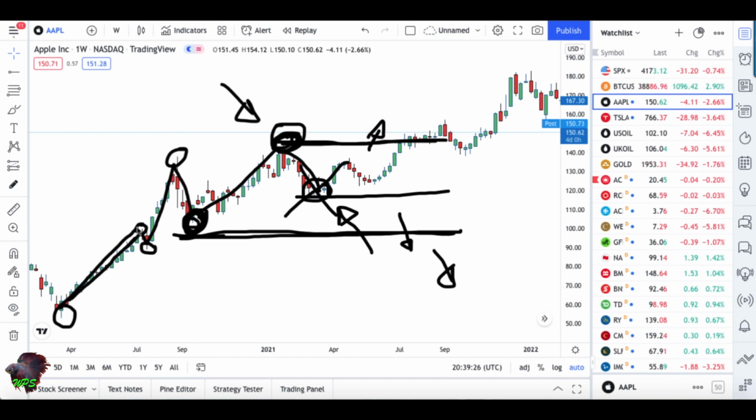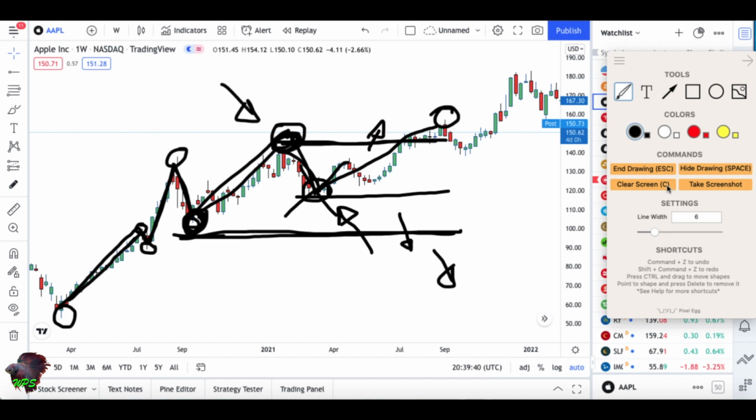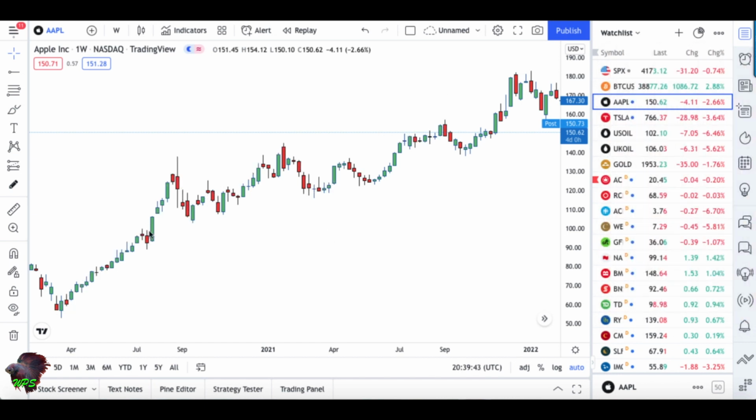So this is the first swing: 1, 2, 3. Now we have a 4. I would take this one as the higher high, so we have another swing right there. Let me clean this again. So we had this, this, this, this. The market never has the perfect arrangement when you're looking at the chart, so this is very important to understand.